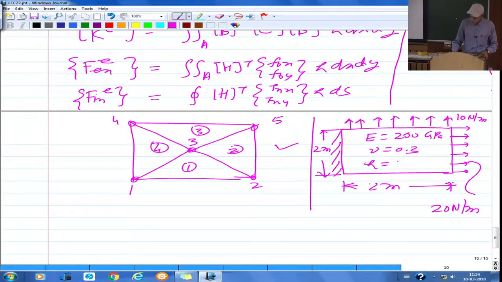Thickness h you can take as 2 mm. Then discretize into 2 or 4 triangular elements and try to solve: assemble the element level equations into the global system, impose the boundary conditions and try to solve this. This is your homework problem.